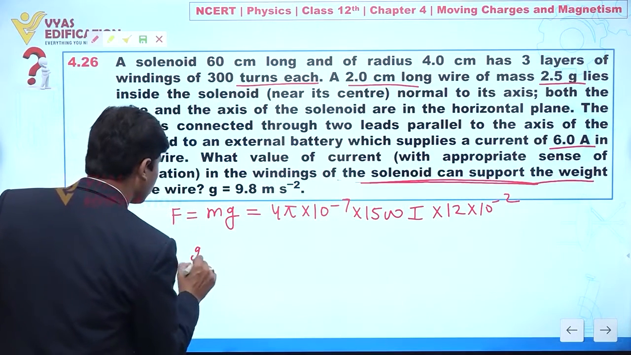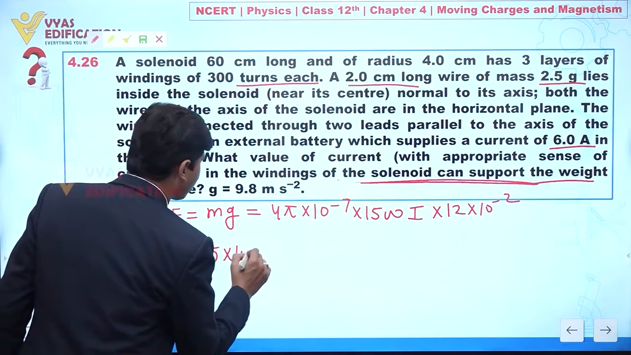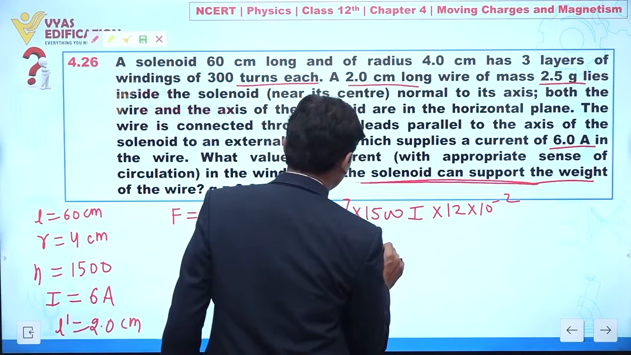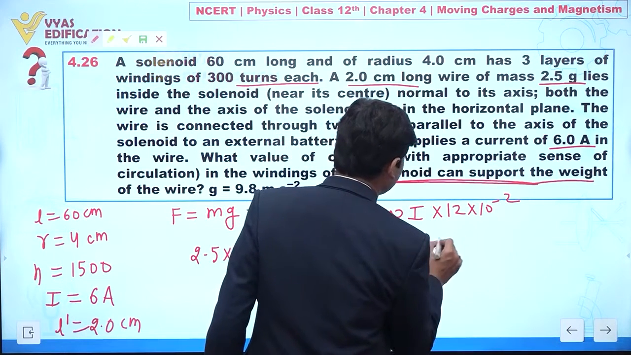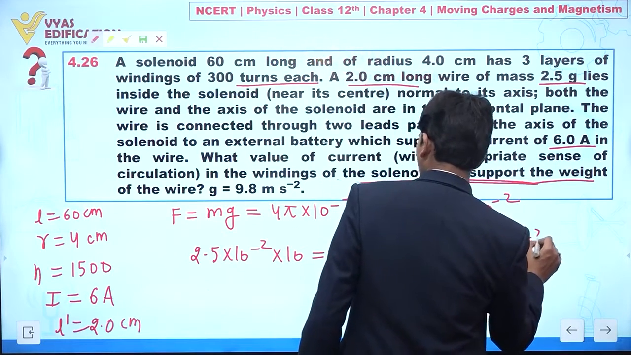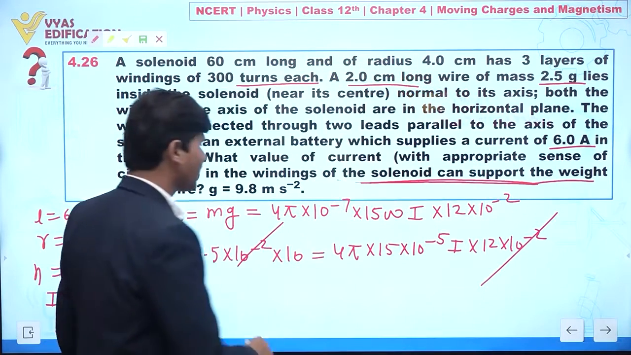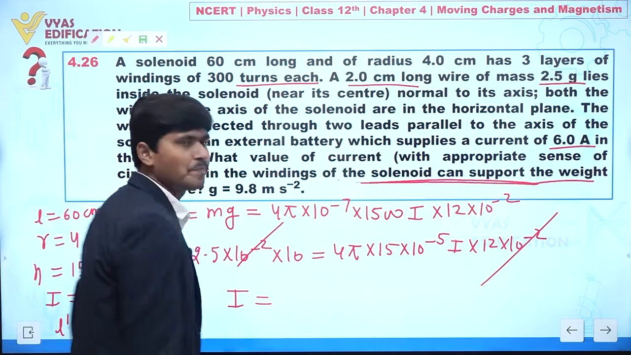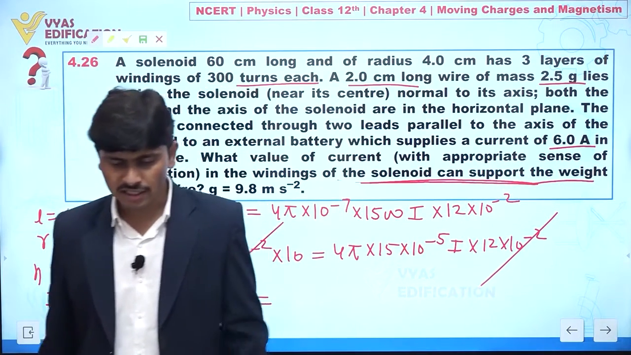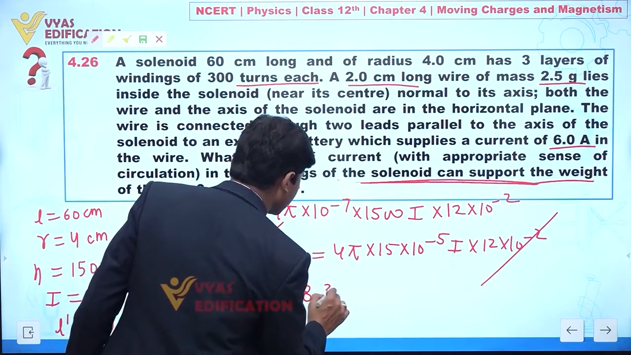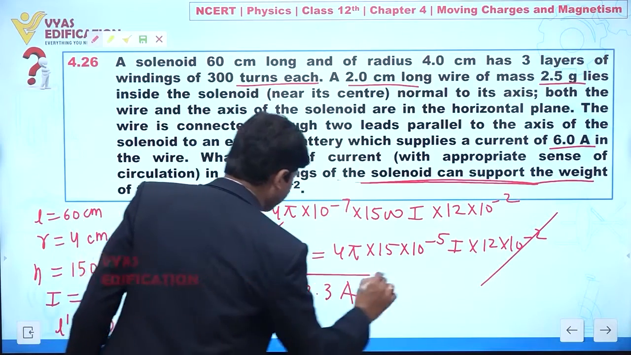So I can say 2.5 into 10 to the power minus 2 multiplied by 10, equals 4 pi into 15 into 10 to the power minus 5 into I into 12 into 10 to the power minus 2. We can say this one and this one cancel out. Clear? So from here can we calculate the value of I? Yes or no? We can easily calculate it, and this value comes out to be approximately 108.3 ampere.